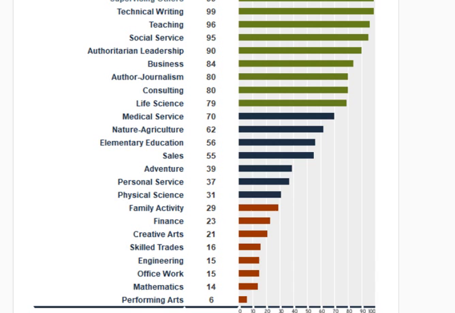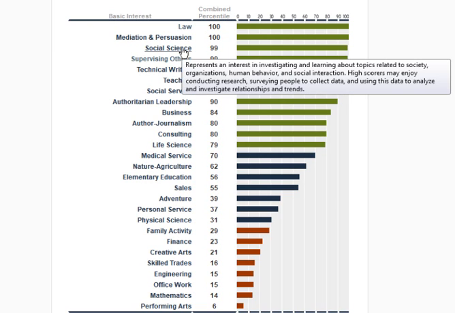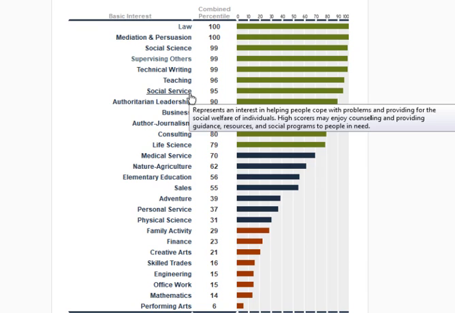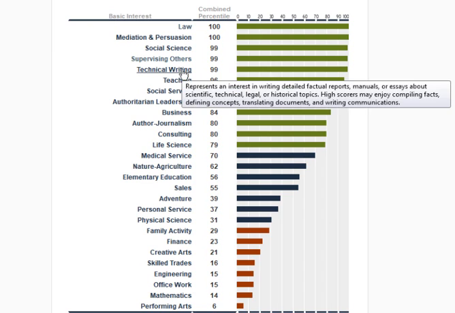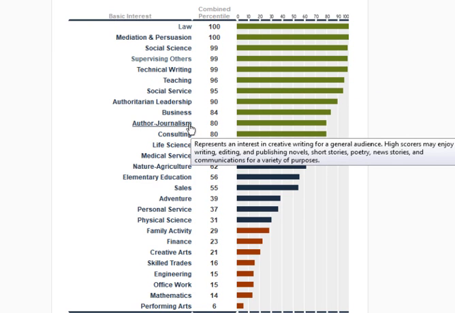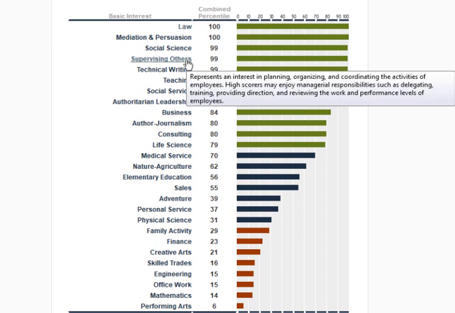You will also want to look for patterns when you're interpreting this page, to the extent that it's possible. For example, for me, the social science and social service, both highlighting the word social, are pretty high scores. So that sort of element of helping people is something that's coming up fairly strong for me, as well as writing. Technical writing and author journalism are both related and fairly high scores for me. Again, we see an element of leadership, supervising others, authoritarian leadership.